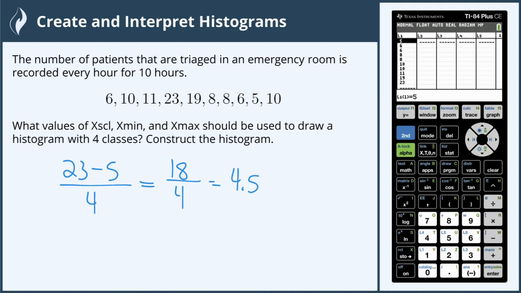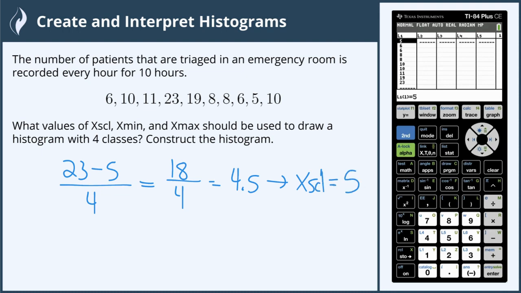Now, what you'll notice here is that we have all whole numbers in our data, which means when we round our X scale, we're going to round to a whole number, and you always round up for X scale. If we round down, then we're never going to actually get to that maximum that we're aiming for. So this means that our X scale is going to be 5.